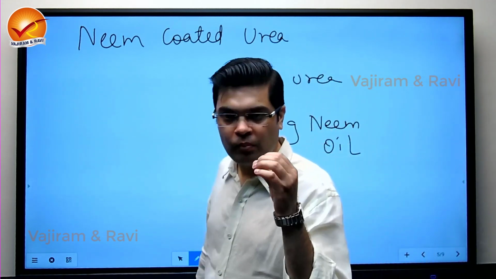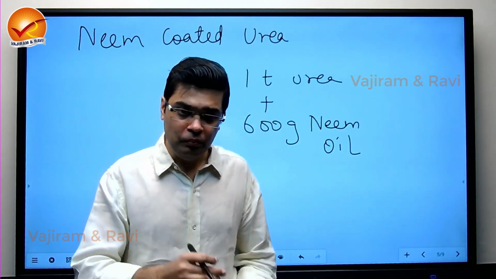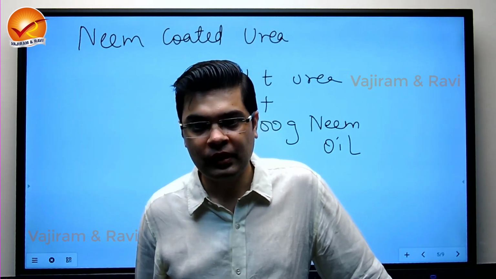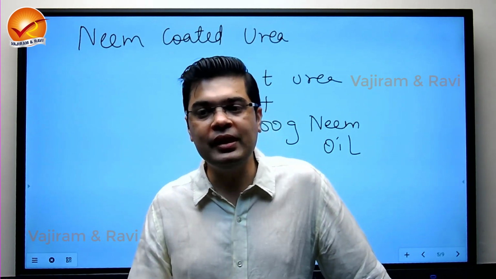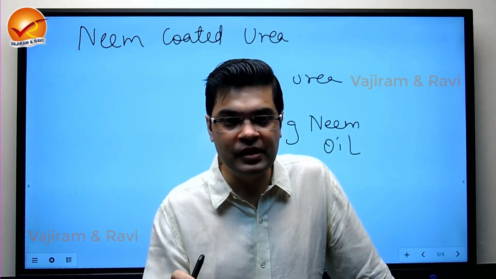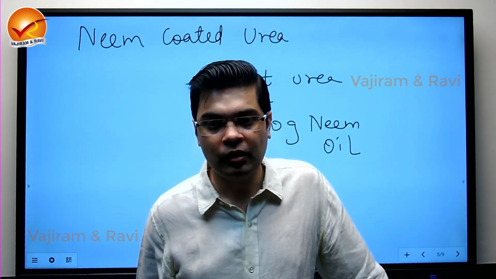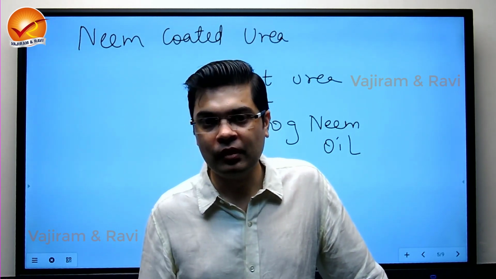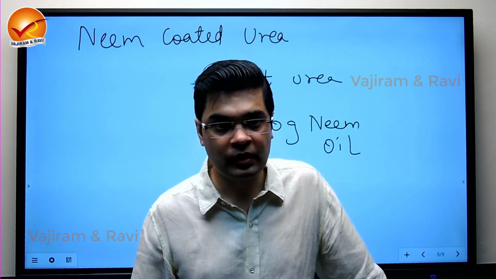Third, and the most important benefit for which this neem coated urea was designed, is that it prevents the wastage of urea. The Indian Nitrogen Group says that of the total urea we have used since independence, we have wasted 67% of the urea. Only 33% of the urea has been utilized till date. How are we wasting the urea? What leads to the wastage of urea? Listen carefully.